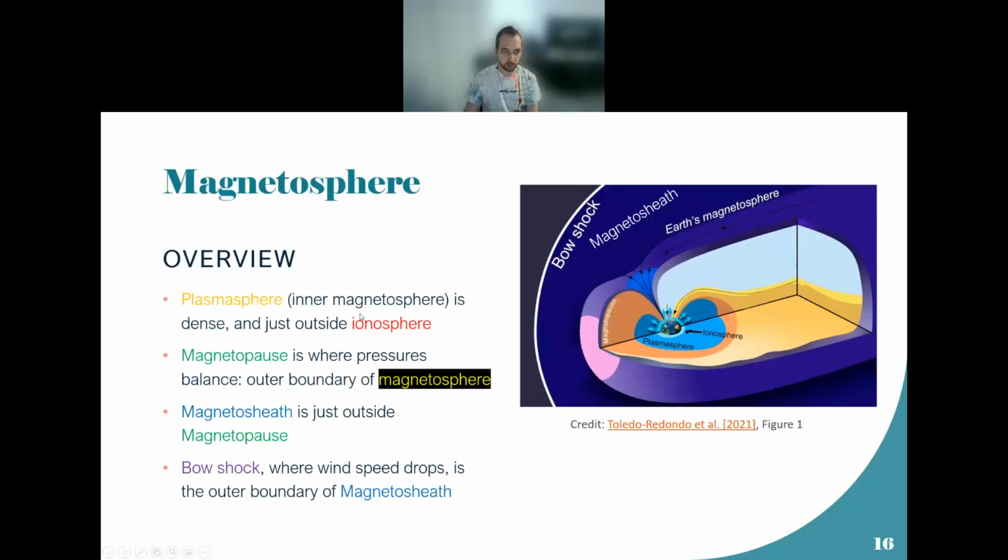Okay, so to overview, I've put in rainbow order the different parts of the magnetosphere from red down to purple. So the plasmasphere, or inner magnetosphere, is dense and is just outside the ionosphere. The magnetopause is the boundary where pressures balance. It's the outer boundary of the magnetosphere. The magnetosheath is a region that's just outside of the magnetopause boundary. And the bow shock is where the wind speed drops. That's the outer boundary of the magnetosheath.